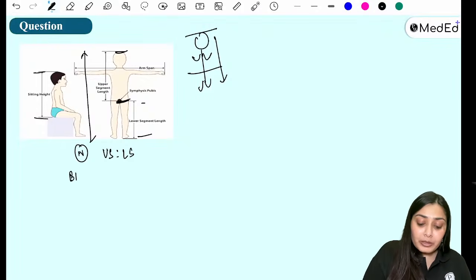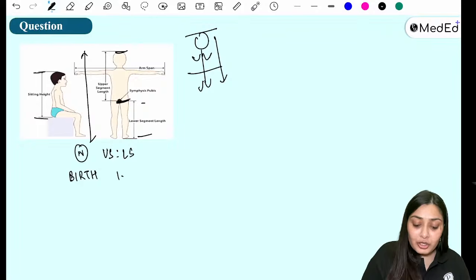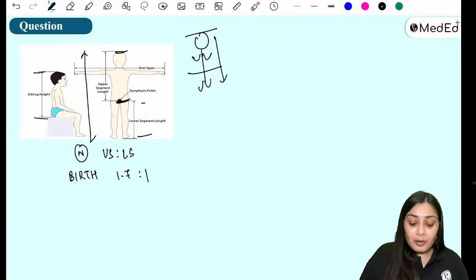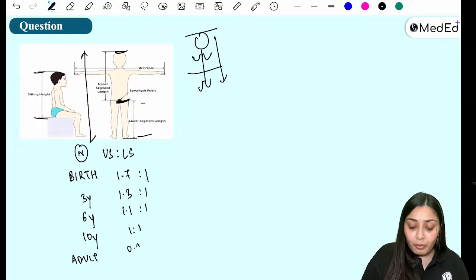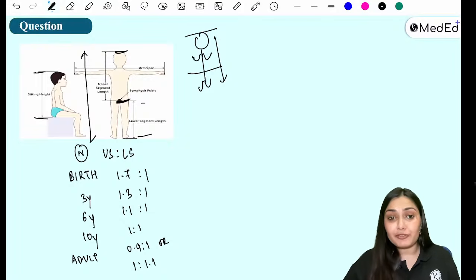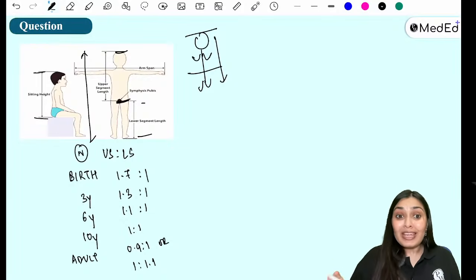So let us know the normal upper segment lower segment ratio values. At birth, this upper segment lower segment ratio is 1.7:1. By 3 years of age, it becomes 1.3:1. By 6 years of age, it becomes 1.1:1. By 10 years, it becomes 1:1. And after that, the adult ratio of 0.9:1, or we can also write 1:1.1, is achieved. So this is the normal ratio. If this ratio is normal for that short stature, it is a proportionate short stature. But if this ratio is high or low, then we suspect disproportionate short stature, right?